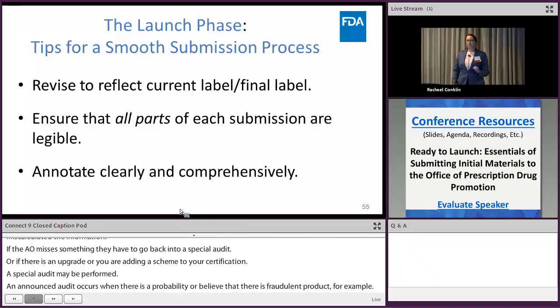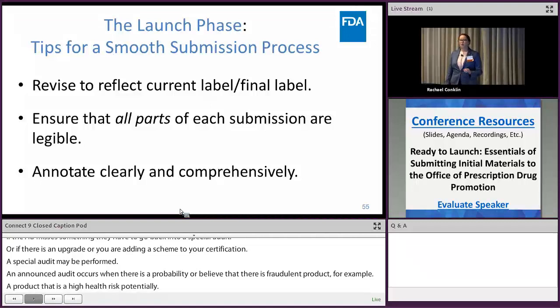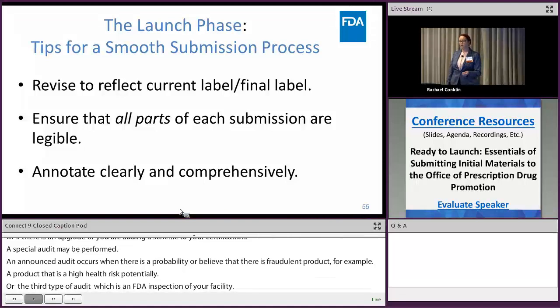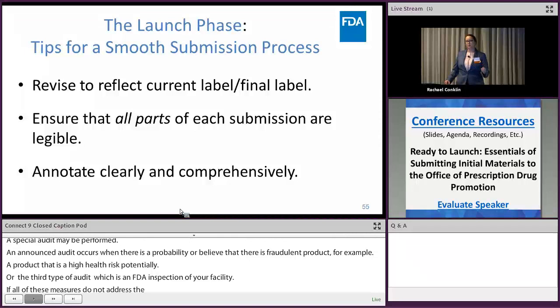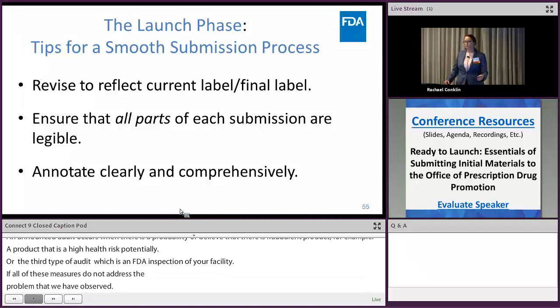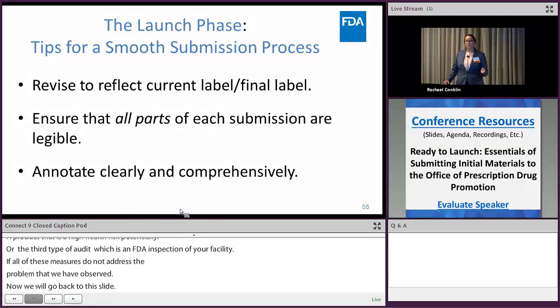Now, there are certain limited circumstances where we will provide comments based on draft labeling. Usually that's press releases. So we would provide comments based on draft labeling with the understanding that the sponsor would then revise the final materials to reflect the final labeling. But sometimes there's a little bit of a misunderstanding or miscommunication about the expectation that materials submitted based on draft labeling be revised to reflect final labeling. So just to clarify that.